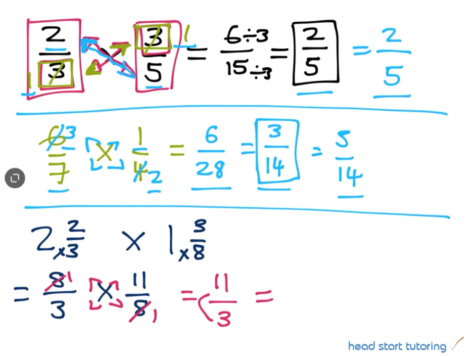So 3 fits into 11 3 times, 3 times 3 is 9. The difference between 9 and 11 is 2. So we've got 2 over 3. So 2 and 2/3 times by 1 and 3/8 is equal to 3 and 2 over 3, or 11 over 3. So it is very important when we are multiplying with mixed numbers to remember to convert them into improper fractions before you start multiplying.